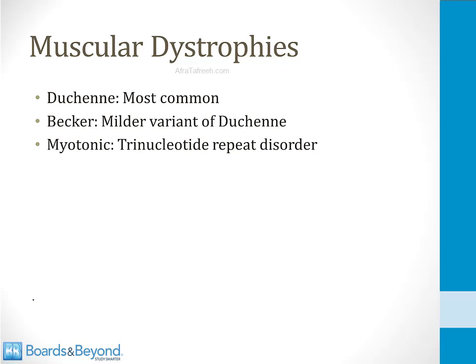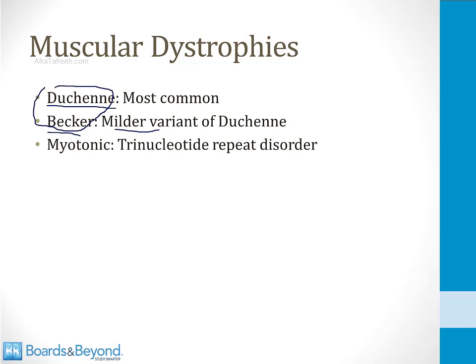I've listed on this slide the three variants of muscular dystrophy that you should know for the USMLE Step 1 exam. The first one is Duchenne muscular dystrophy. This is the most common variant. The second one is Becker muscular dystrophy. This is a milder version of Duchenne, but it shares many genetic features with Duchenne, and for that reason these two are often discussed together.